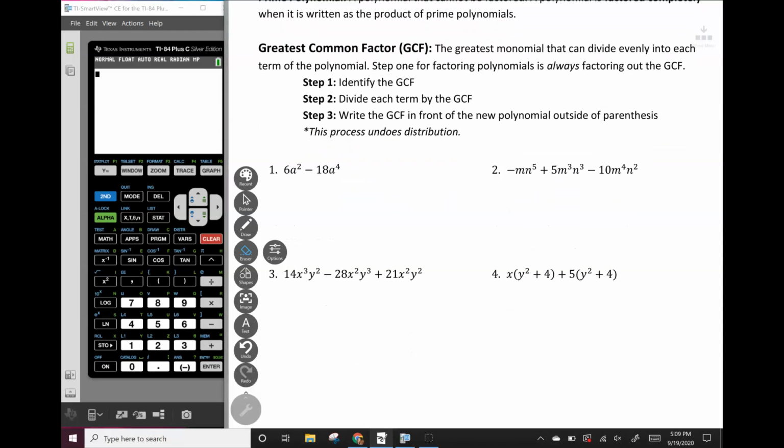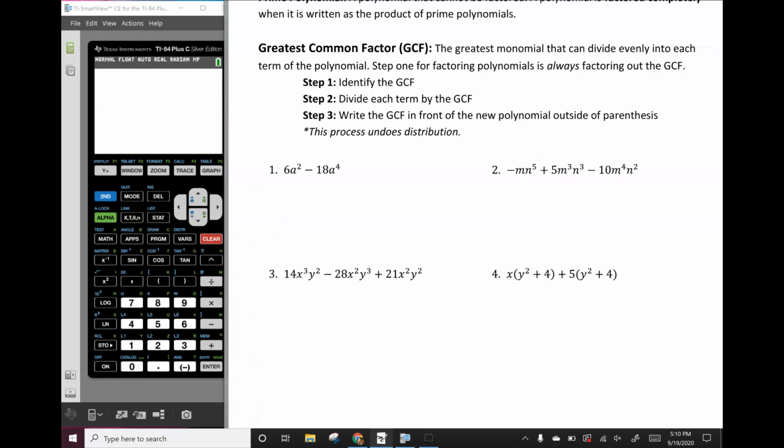Let's look at factoring the greatest common factor, or GCF. So what is a GCF? It's the greatest monomial that can divide evenly into each term of the polynomial. So you're looking at all of the terms and you're saying, what can I divide evenly into all three of those? What is the greatest factor that all of the terms have? And you need to always do this first when you factor polynomials. It will make the problem a lot easier. But always do this step first.